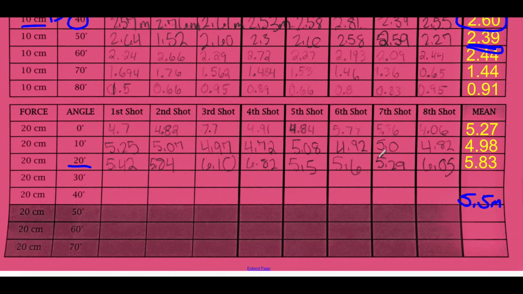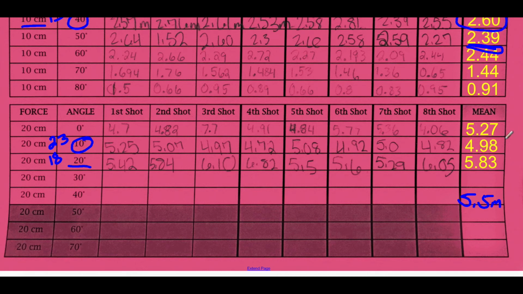So maybe we back it off a little bit. Instead of 20 for our force, maybe we do 18. Or maybe you choose 10 degrees and up the force a little bit. Maybe you go up to 23 or 24 because we want that 4.98, about 5, to be a little higher to get us to 5.5.